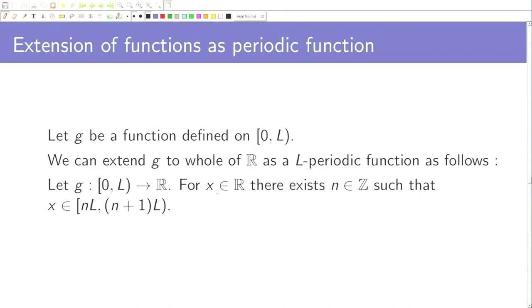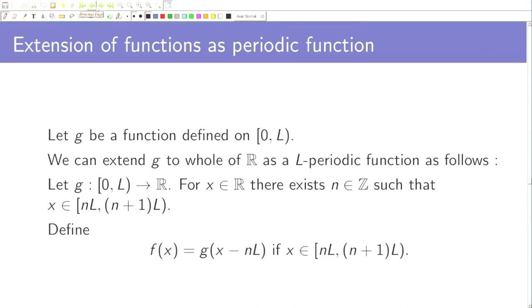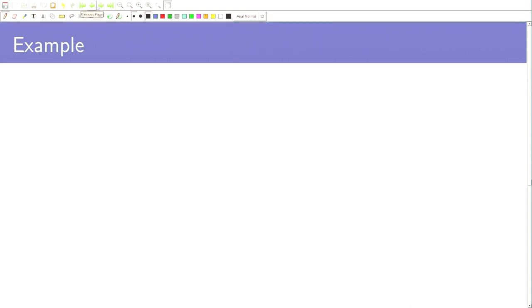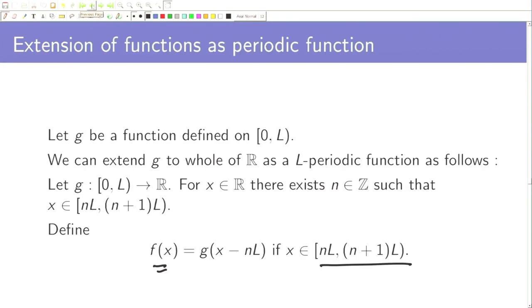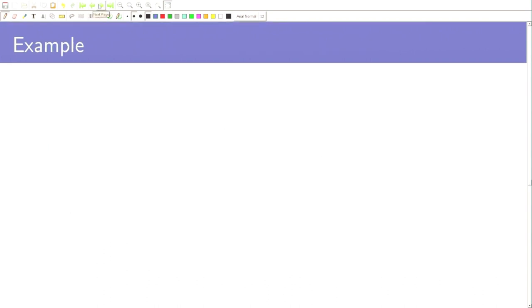Now g is only defined here from 0 to L. If our x is somewhere here, how are we going to extend this? Just like in the previous example, wherever x is, there will exist an n such that x lies in this interval. So, you define a new function f of x, which is equal to g of x minus nL, if x is lying between here. Now, this f is defined throughout R, and if I take f of x plus L, then easily, like the last time, we are going to get that f of x plus L is equal to f of x. Okay, so let us see some concrete examples.